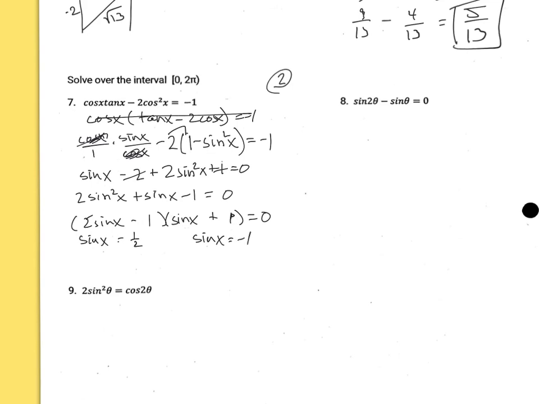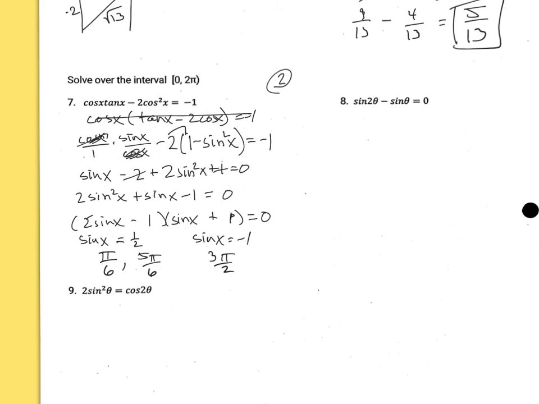Now remember, you will have your calculator for the whole test, so you could put this in your calculator. That'll tell you 30 degrees here. But your answer has to be in radians. So we're at pi over 6 and 5 pi over 6, first and second quadrants. And sine is negative 1, of course, straight down at 3 pi over 2.